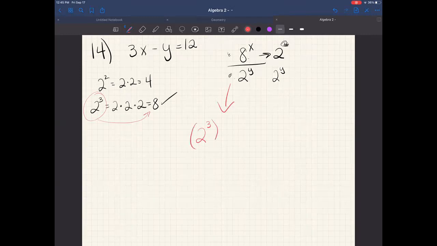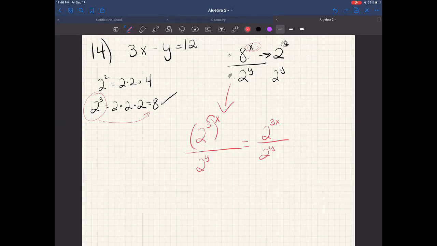I'm going to put this around here, and I'm going to put that x up at the top, because I'm not forgetting about this x. I just need to push it off for a second. And 2y. Now, when I have a power to a power, I'm really multiplying them. So I can rewrite this as 2 to the 3x over 2y.